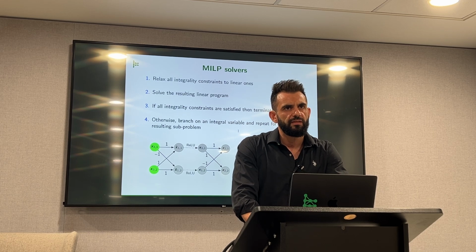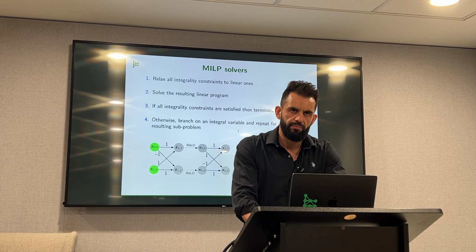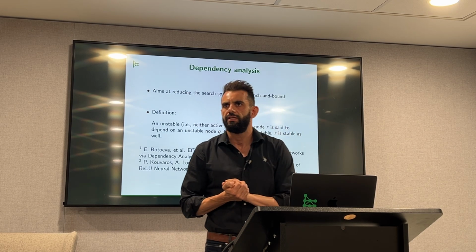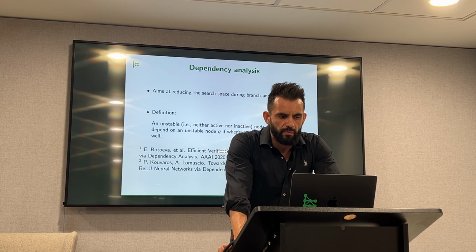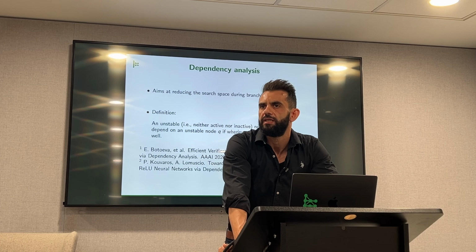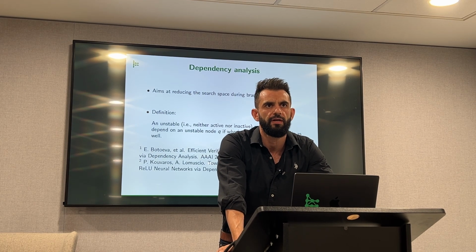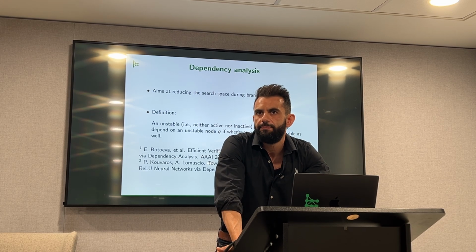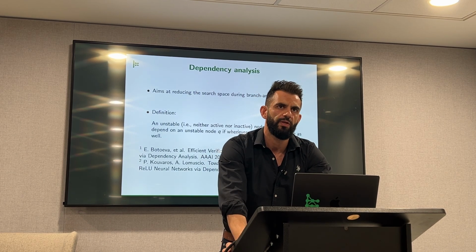Now, as I said, modern MILP solvers like Gurobi run remarkably well out of the box. But we can still improve their efficiency by explicitly capturing some dependencies between the nodes in the network. So what do I mean by a dependency here? We say that an unstable node, remember, is a node that, given the input bounds, the bounds on its input can be in either of the two linear segments. So an unstable node is said to depend on another node if whenever the one becomes stable, then the other has to be stable as well.